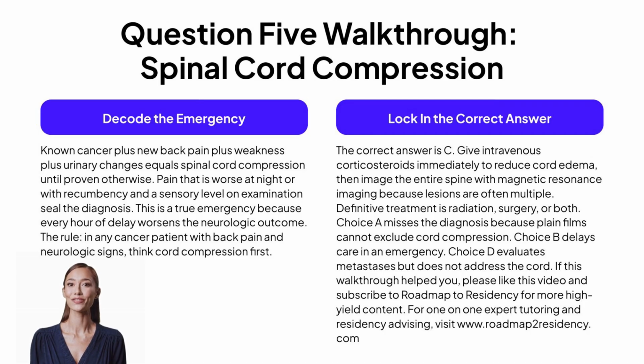Choice A, plain films, cannot exclude cord compression. Wrong. Choice B, outpatient follow-up is dangerous here. Wrong. Choice D, bone scan, evaluates metastases but does not address the cord. Wrong. The answer is C, give intravenous corticosteroids immediately to reduce cord edema, then magnetic resonance image the entire spine because lesions are often multiple. Definitive treatment is radiation, surgery, or both.